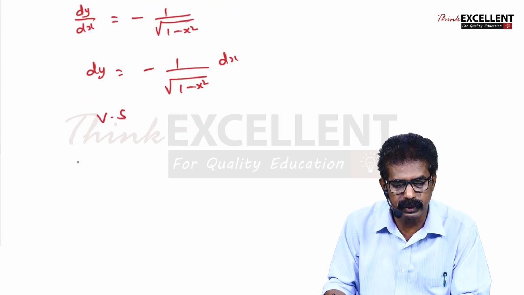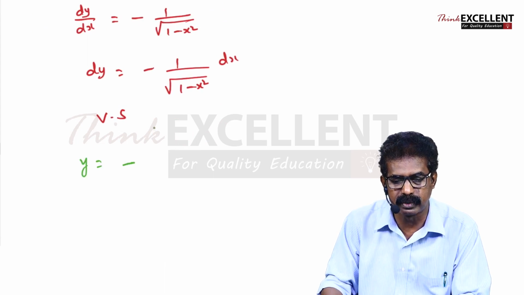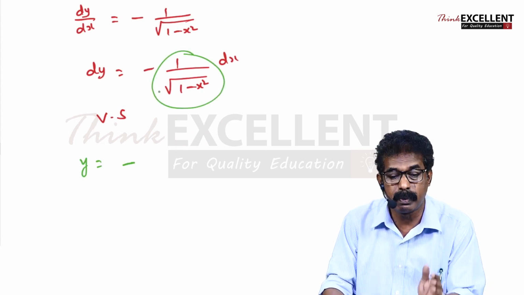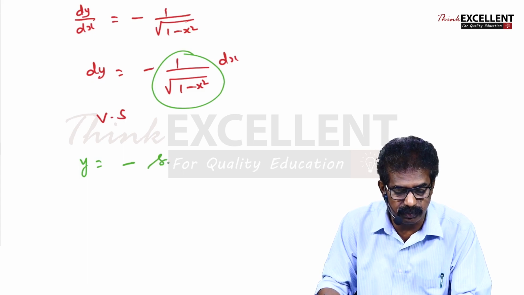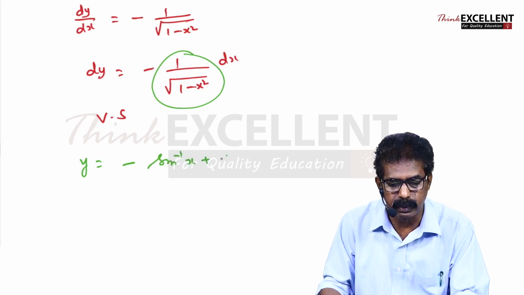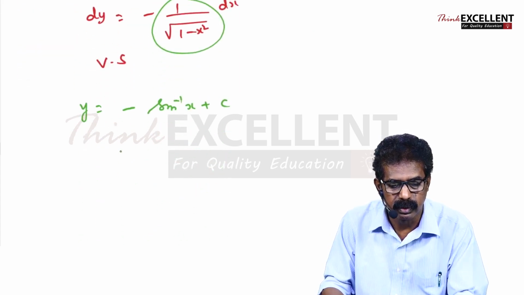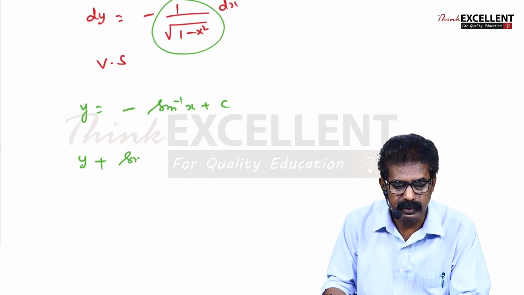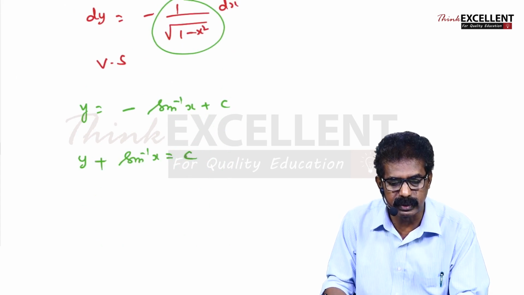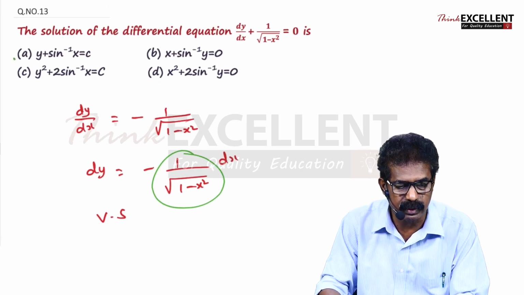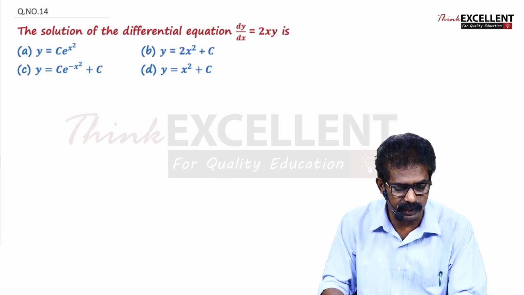Solution is integrate both sides, y equal to minus. If you integrate this part, 1 by root of 1 minus x square, it is sine inverse x, right? Plus c, bring it to the left side. So y plus sine inverse x equal to c. First option is your correct answer.